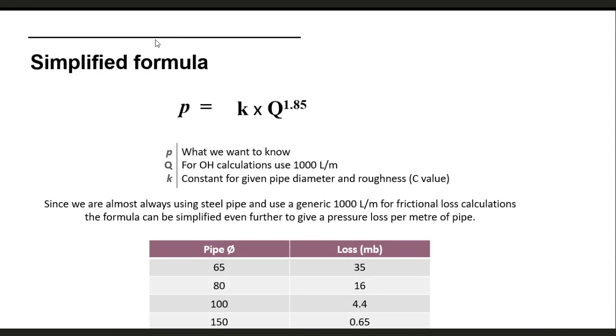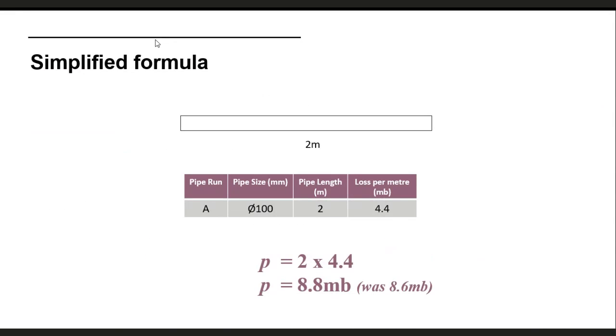So you can see on this little table here, a 65 diameter sprinkler pipe will have a loss of 35 millibar per meter, 80 is 16 millibar per meter, 100 is 4.4, and 150 is 0.65. So again, you can see from that table that increasing the pipe diameter makes quite a big difference in terms of the frictional loss we experience. Going from 100 to 150, it goes from 4.4 to 0.65. So again, it makes quite a lot of difference. So hopefully you're still with me on this one.